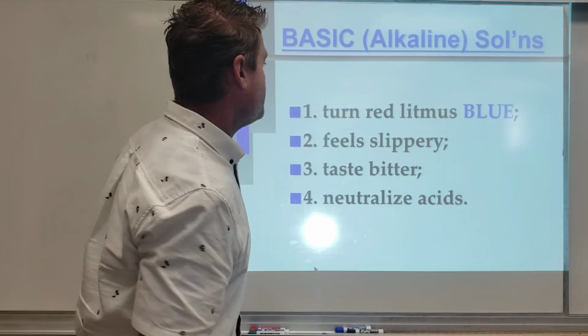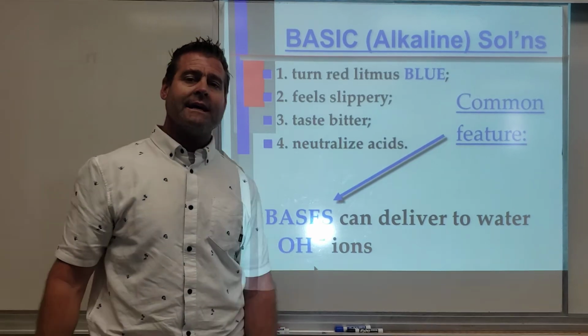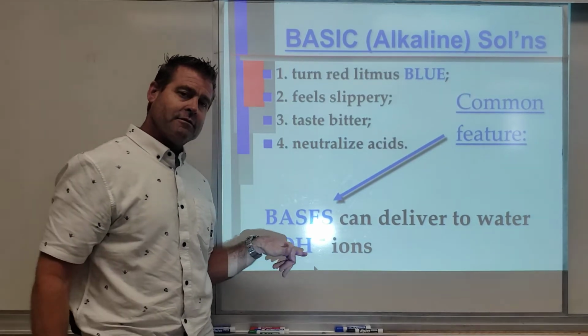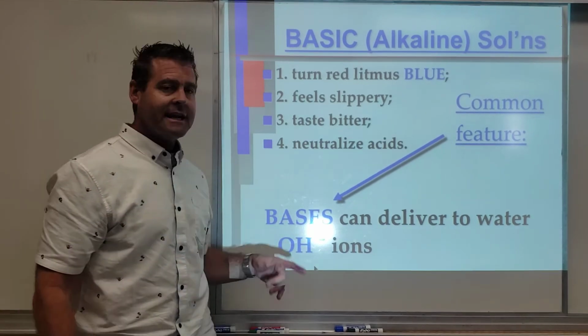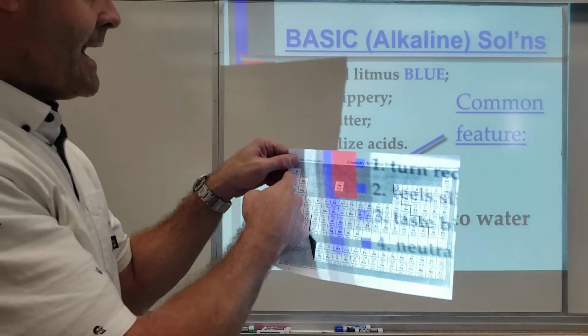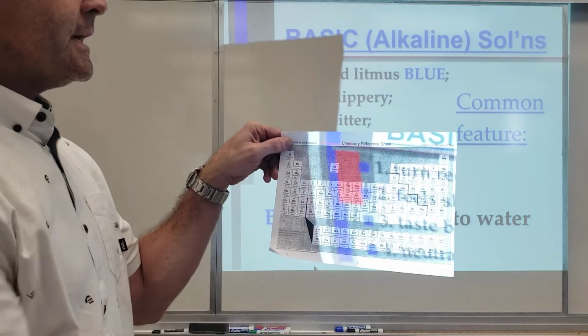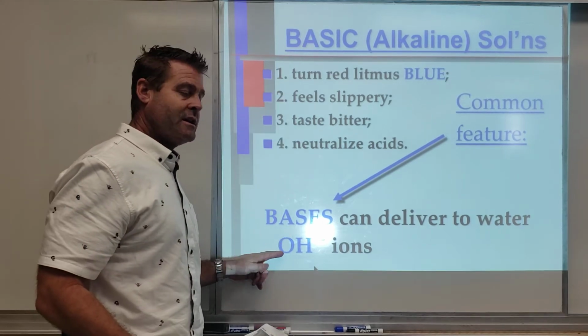So here's what makes bases bases. A common feature is these hydroxide ions. Remember, this was a polyatomic ion we learned first semester in the nomenclature unit. Bases deliver hydroxide ions to water. In fact, that's what happened. You remember what I was saying? The reason why these are called alkali metals and these are alkaline earth metals: when you put those in water, you'll actually have the formation of hydroxide ions.